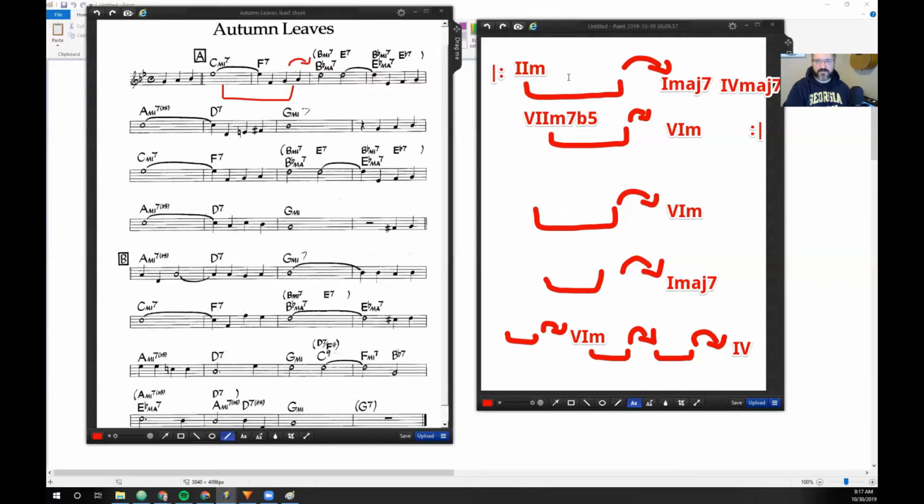So I'll make myself a card which basically just says this, and it tells me, hey, it's 2 5 1 4, 7 half diminished turns into 2 5 of 6, repeats that, 2 5 of 6, 2 5 of 1, and then 2 5 of 6, chain of 2 5s to 4, and then of course the 2 5 of 6 at the end that I didn't write in here.